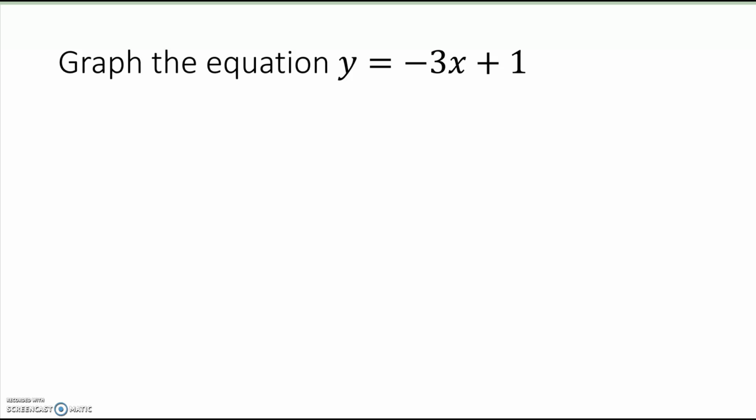Now let's take a look at this equation. y is equal to -3x plus 1, and we're going to graph it. So I'm going to take each of my x values, the -2, the -1, the 0, the 1, and the 2. I'm going to plug each of those x values into this equation that they gave us. And I'm going to get a y value for each of those x values. Okay, so let's start with x is equal to -2.